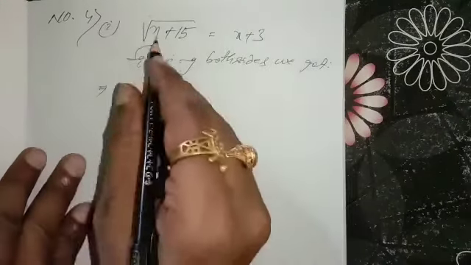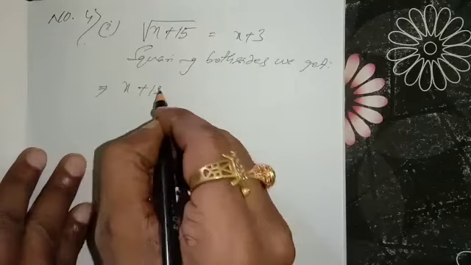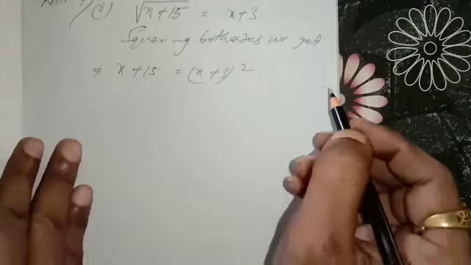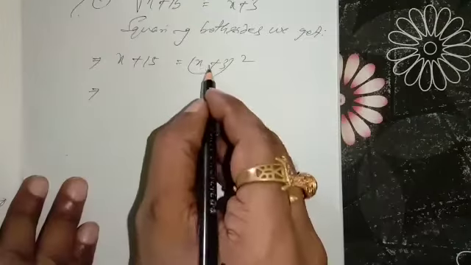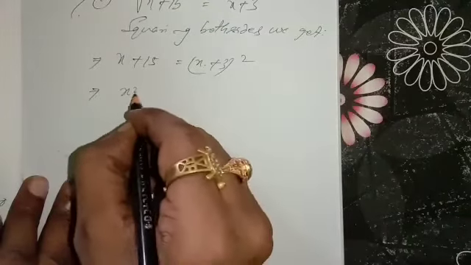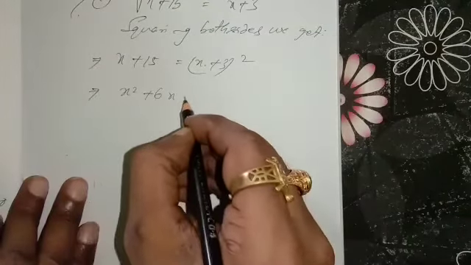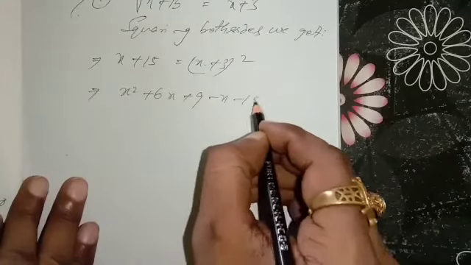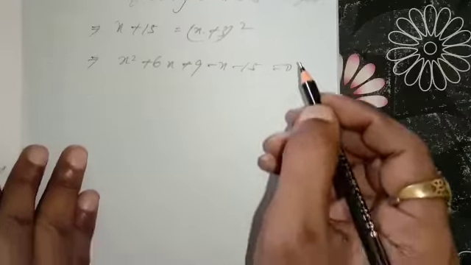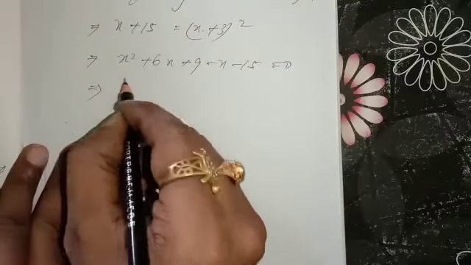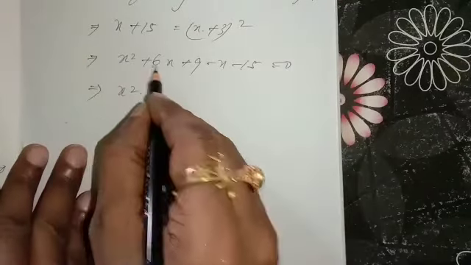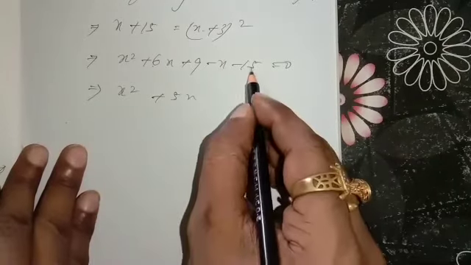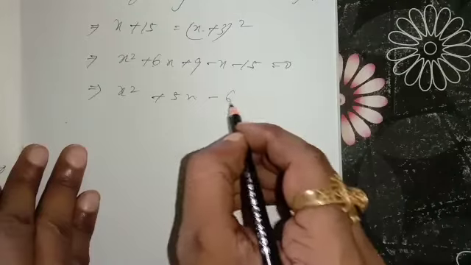Then this root will vanish, meaning x plus 15, and this side will be x plus 3 whole square. Squaring both sides, I will get this. After that, I have to write x plus 3 whole square, which is x square plus 6x plus 9, and taking x plus 15 to that side, that means minus x minus 15 is equal to 0. Next, how much is coming? X square plus 6x minus x, that is plus 5x, plus 9 minus 15, this will be minus 6.